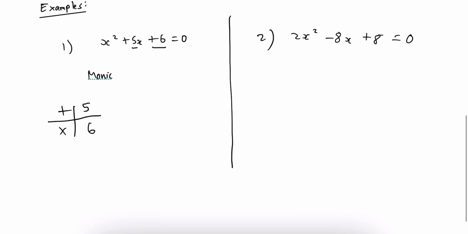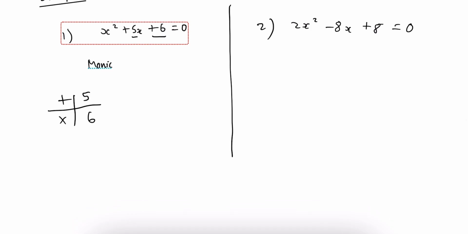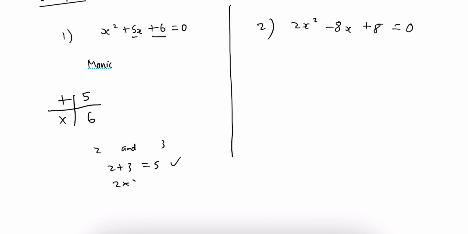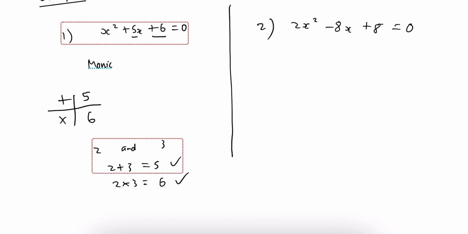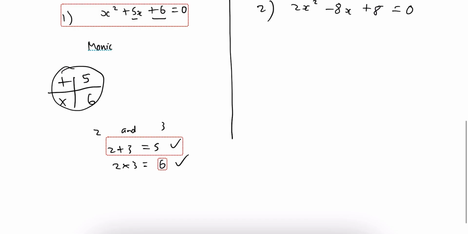So you can either use the inspection method or think of your factors, but of course those two numbers are 2 and 3, right? And we can check that. 2 plus 3 equals 5, and then 2 times 3 equals 6. So both of these are satisfied.